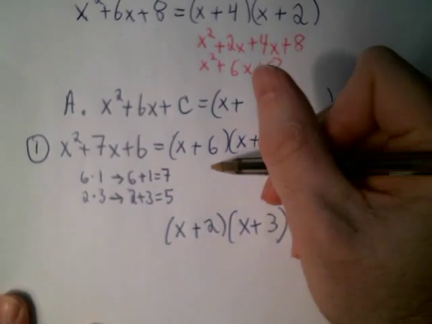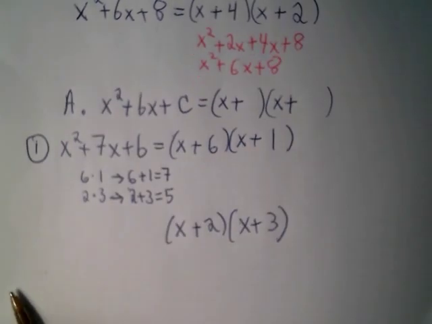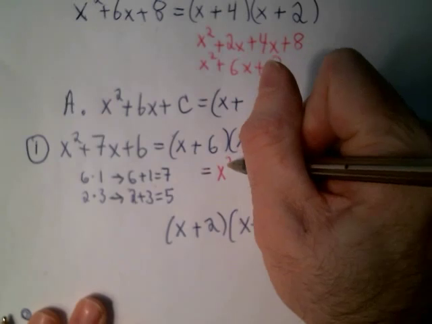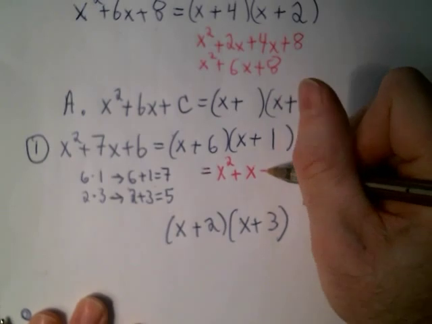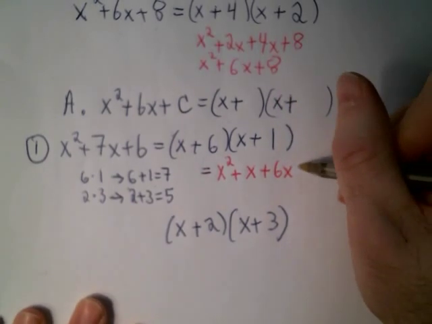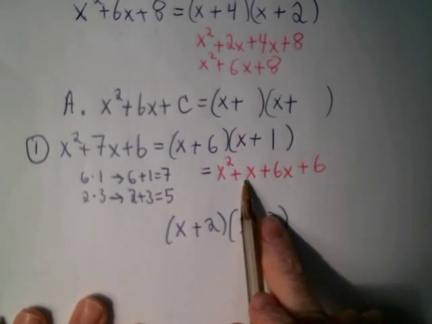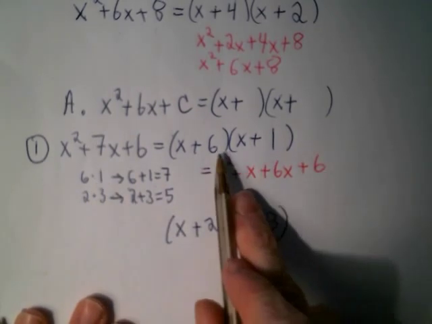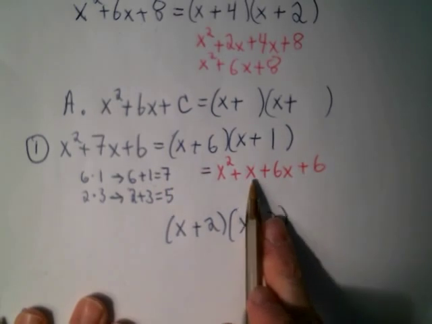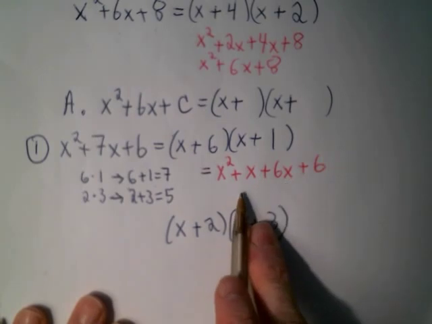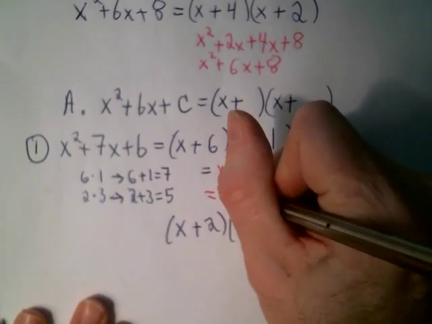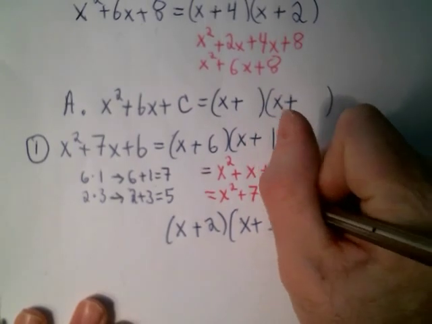So up here, let's go ahead and FOIL it out just as a check. What will we have? We have x squared plus the outer, which is 1x, plus the inner, which is 6x, and then the last, 6 times 1 is 6. So you see the factors of 6 are 6 and 1. Those are the terms here. It turns out those are your inner and outer terms. That's why we wanted to check to make sure those added to be 7, this middle term. So if you add them together, you get back to where you started.